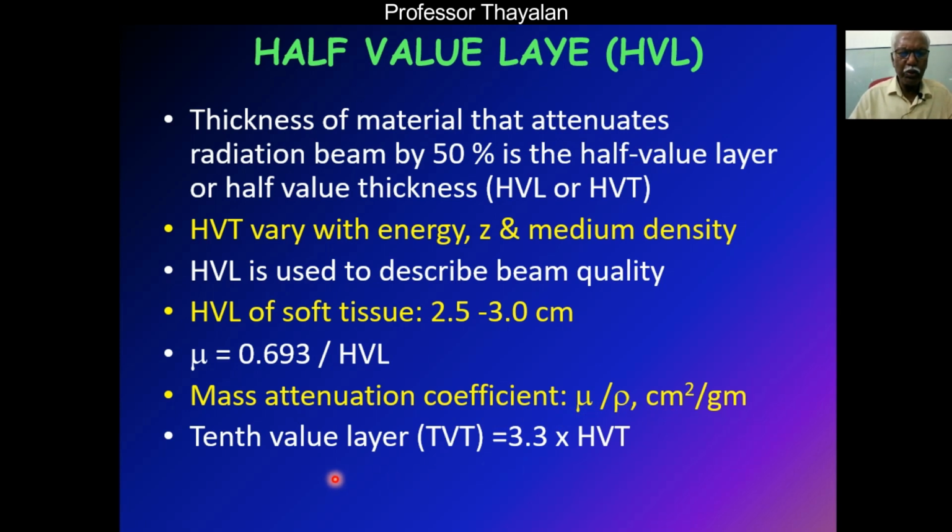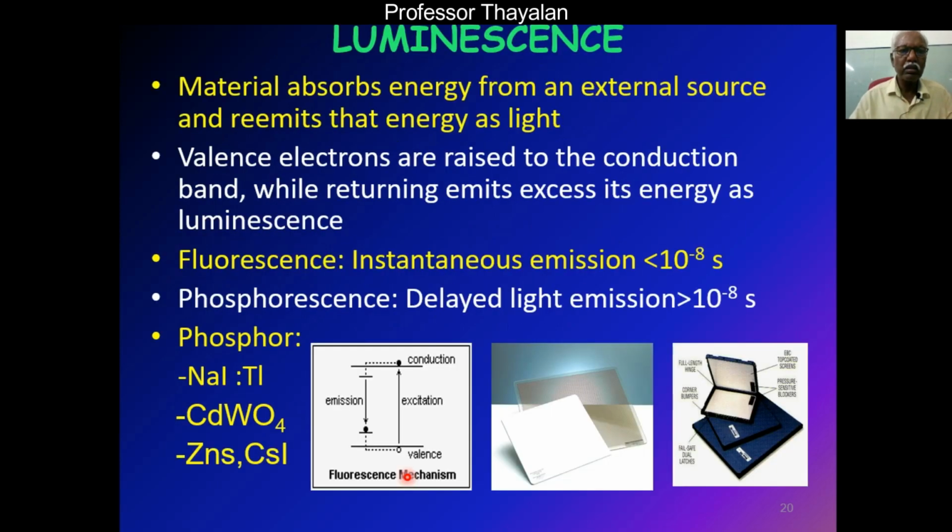There is another important relationship called tenth value layer. This is equal to 3.3 times the HVL value. The tenth value layer is very useful in designing shielding material for radiation protection.